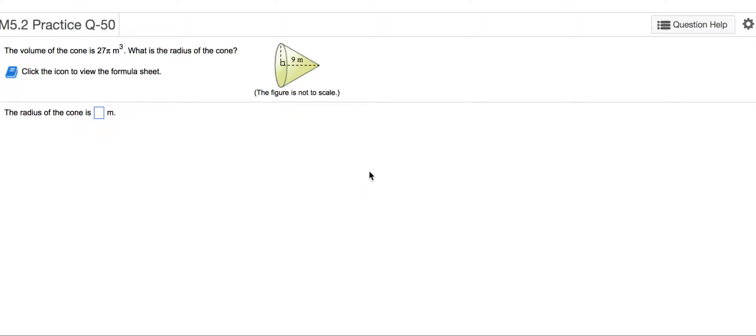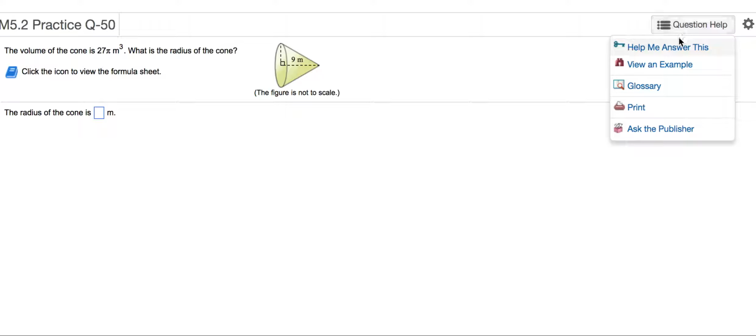We're going to try to find the radius of a cone with the volume given to us. This is a unique situation because they've given us the volume. Usually we're trying to figure out the volume, but they want us to work on the radius. The radius is going to be this dotted line here that runs to the center of a circle, the base of this cone. I'm going to use question help to walk you through this.